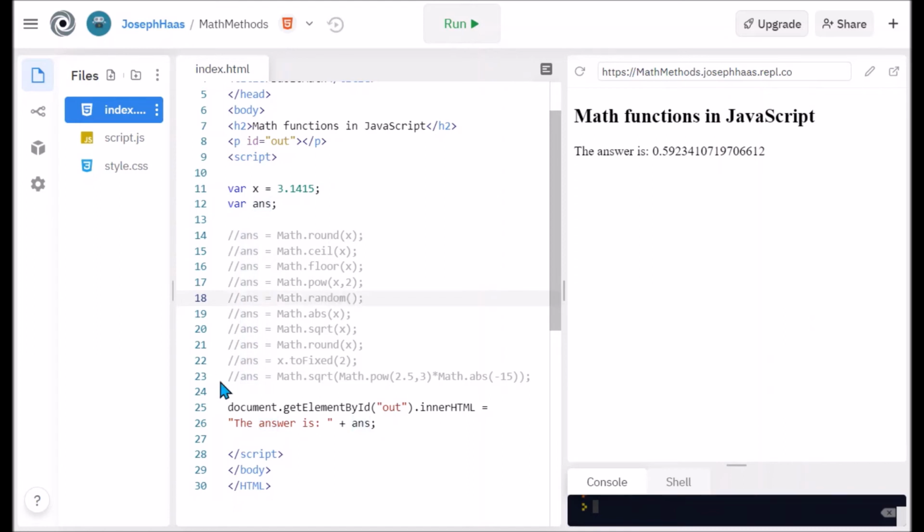There's math.absolute value, of course. That gives you the absolute value. Math.abs, square root, round, of course. Hey, that round is in there twice. How did that happen?